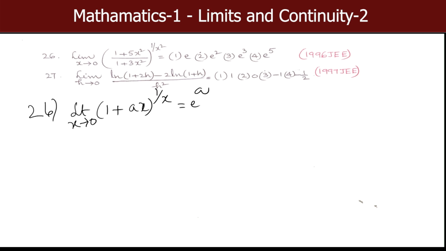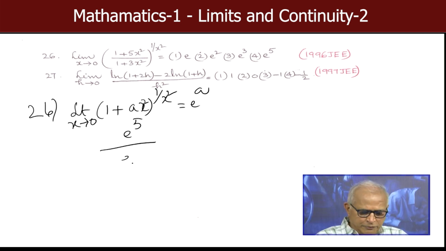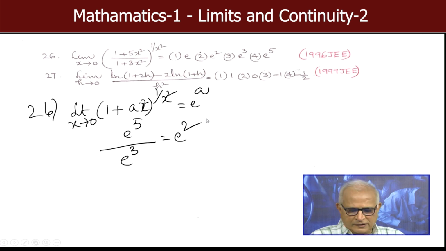Now here the numerator, limit 1 plus 5x square whole power 1 by x square. When x tends to 0, x square also tends to 0. So therefore, if you write a x square and 1 by x square, and also here, the result is the same. And therefore, the numerator limit is e power 5 and the denominator limit is e power 3, which is equal to e square. Question 27.